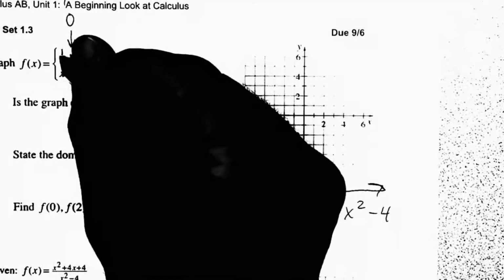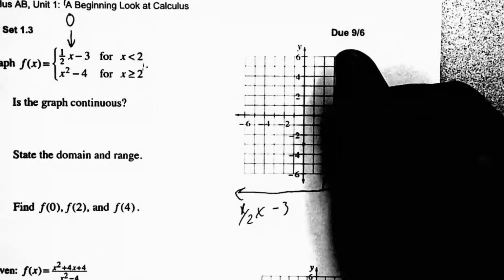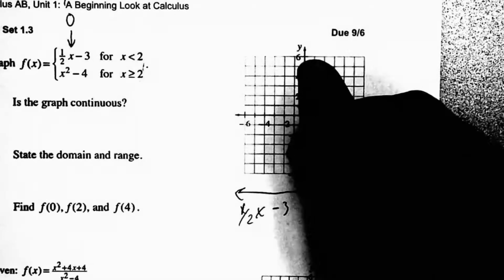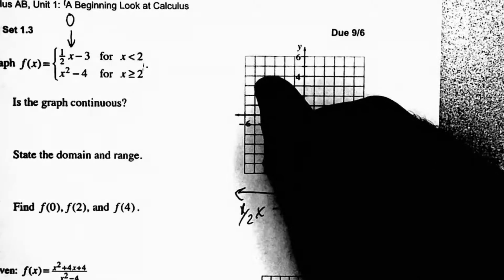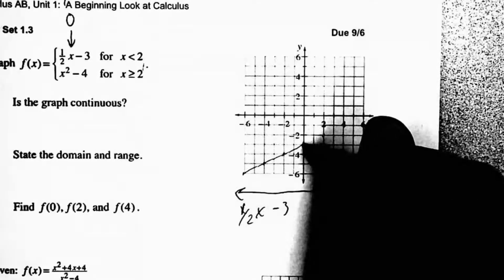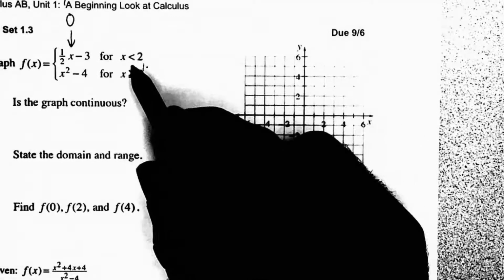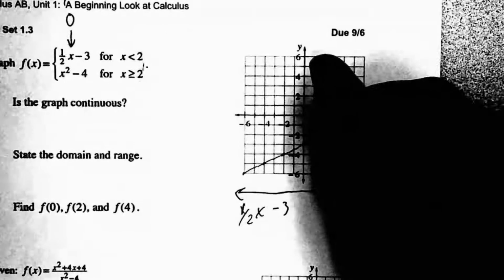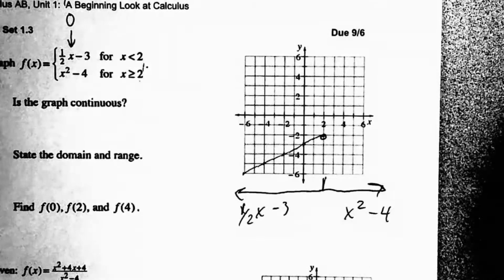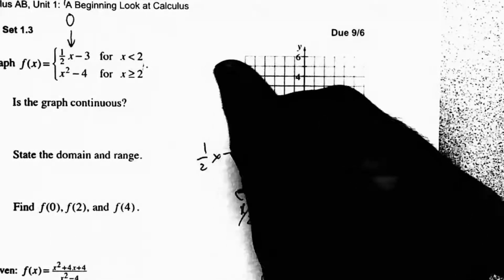If I look at this function, it's a slope of 1 half x. That means it goes over 2, up 1. So I can now fill in the rest of the blanks. Over 2 down 1, over 2 down 1. Connect these dots. This is the first half of the function. At 2, see how it's less than 2? That means at this point, it's going to be an open circle. So this is 1 half x minus 3.